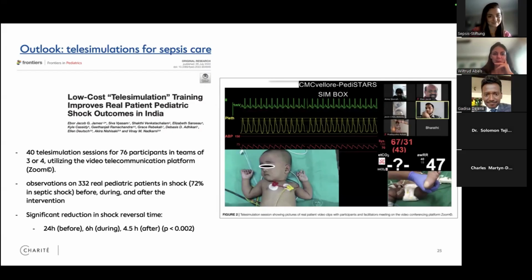There's a study that's worth looking at if you're interested. This is bringing together an established and great training method, namely simulation, together with telemedicine, and to merge into something called telesimulation, which can be a great mode of capacity building also for sepsis care. And we are looking forward to receiving a talk about this in the near future in the Global Sepsis Lecture series. So please stay tuned.